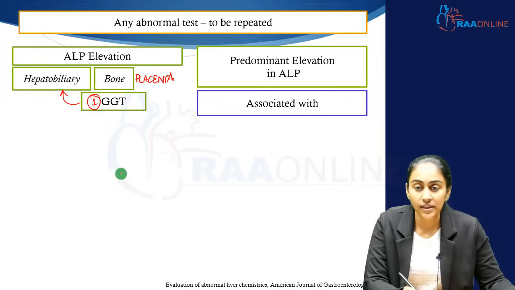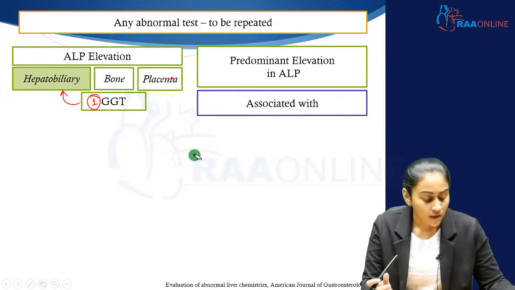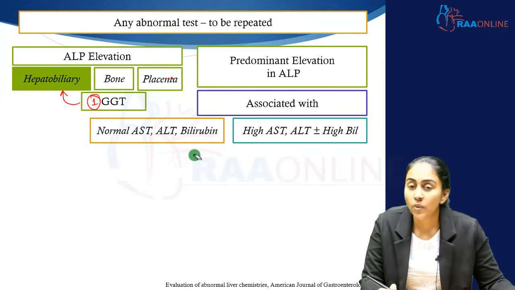The second thing that we need to do is to see the associations. So what are the associations? When I say associations, we'll have to see whether this is going to be associated with a normal AST, ALT, and bilirubin, or whether it is going to be associated with a high transaminase level and bilirubin level.